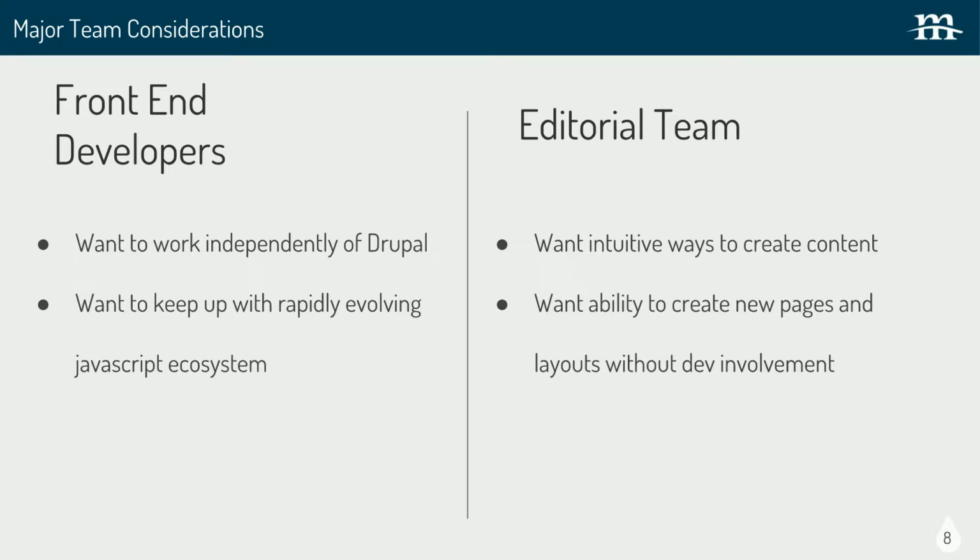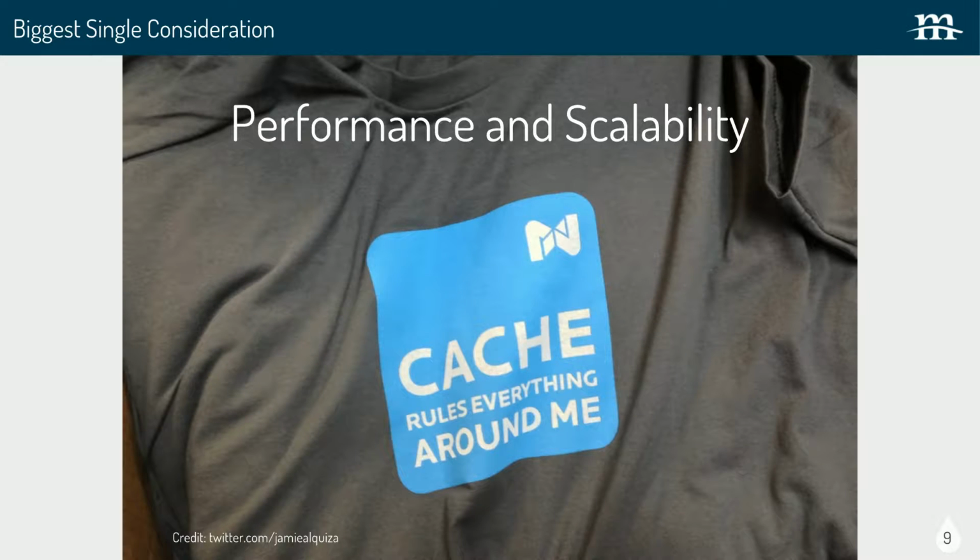Editorial teams for Weather had specific needs going beyond just the ability to create content. They wanted the ability to create whole new pages and layouts and rearrange things and reuse things and really test things out. So more than just creating articles, they wanted to have more control on that. And of course, the overriding concern we had to deal with is how is it all going to perform at scale?